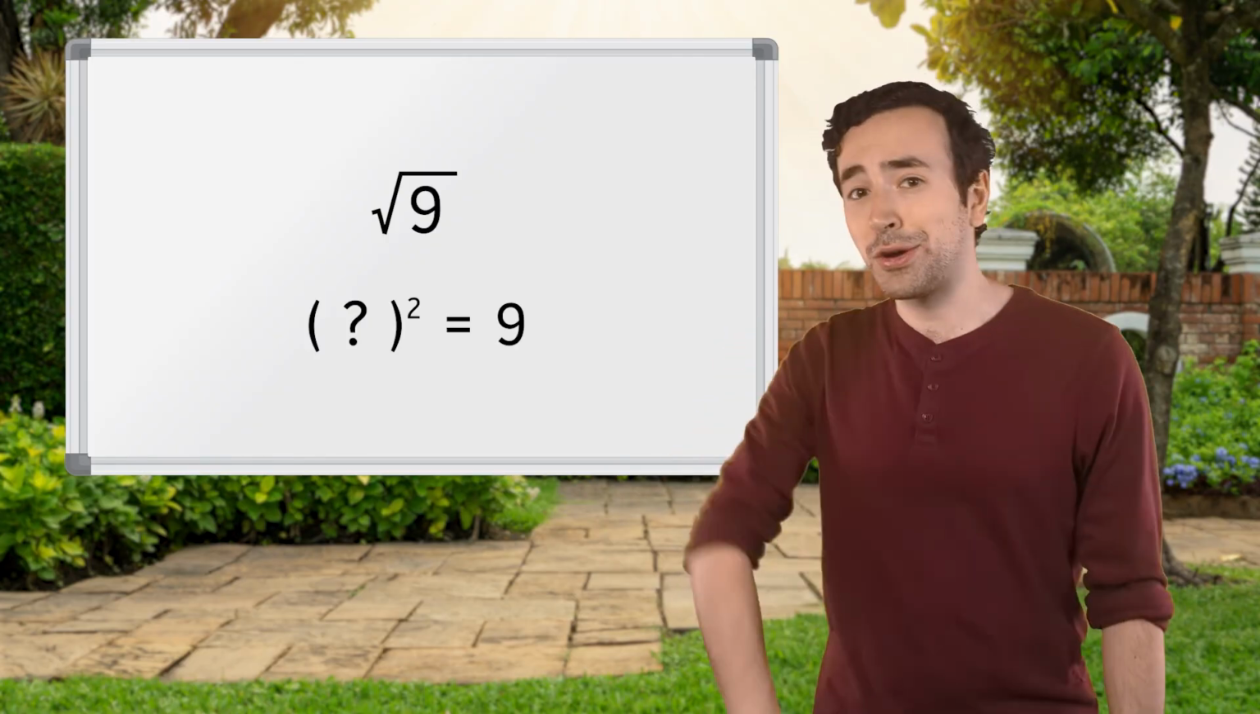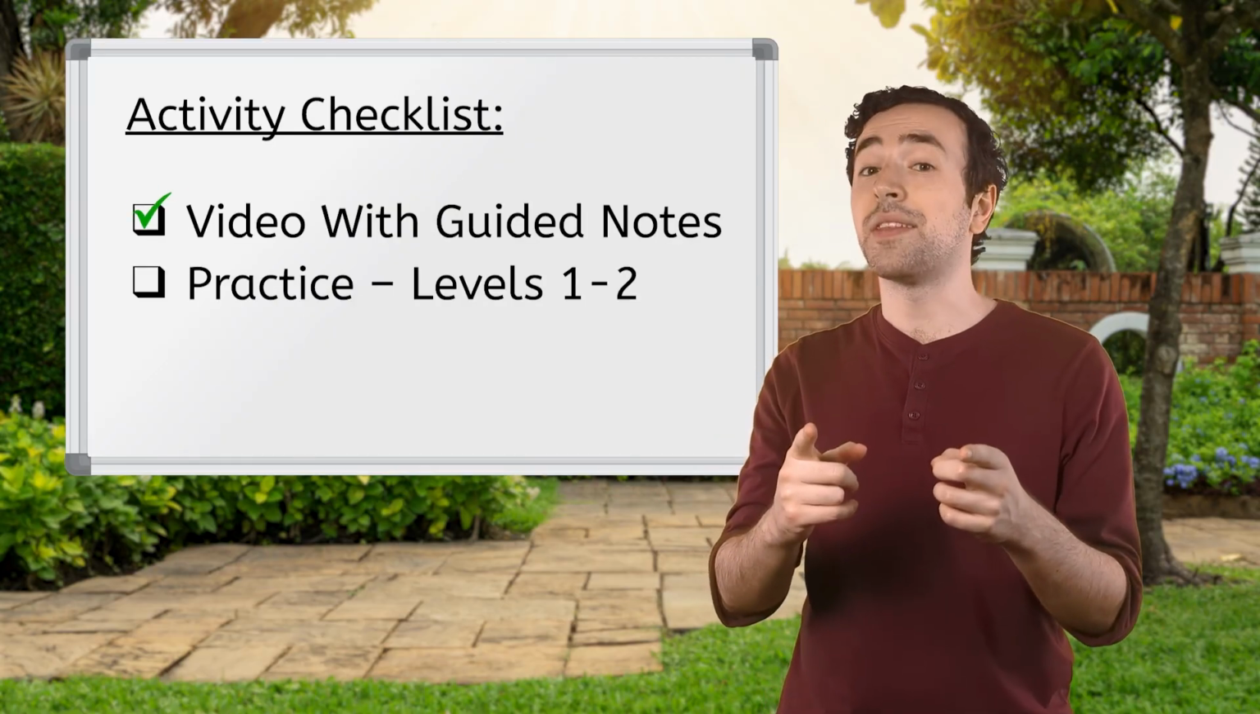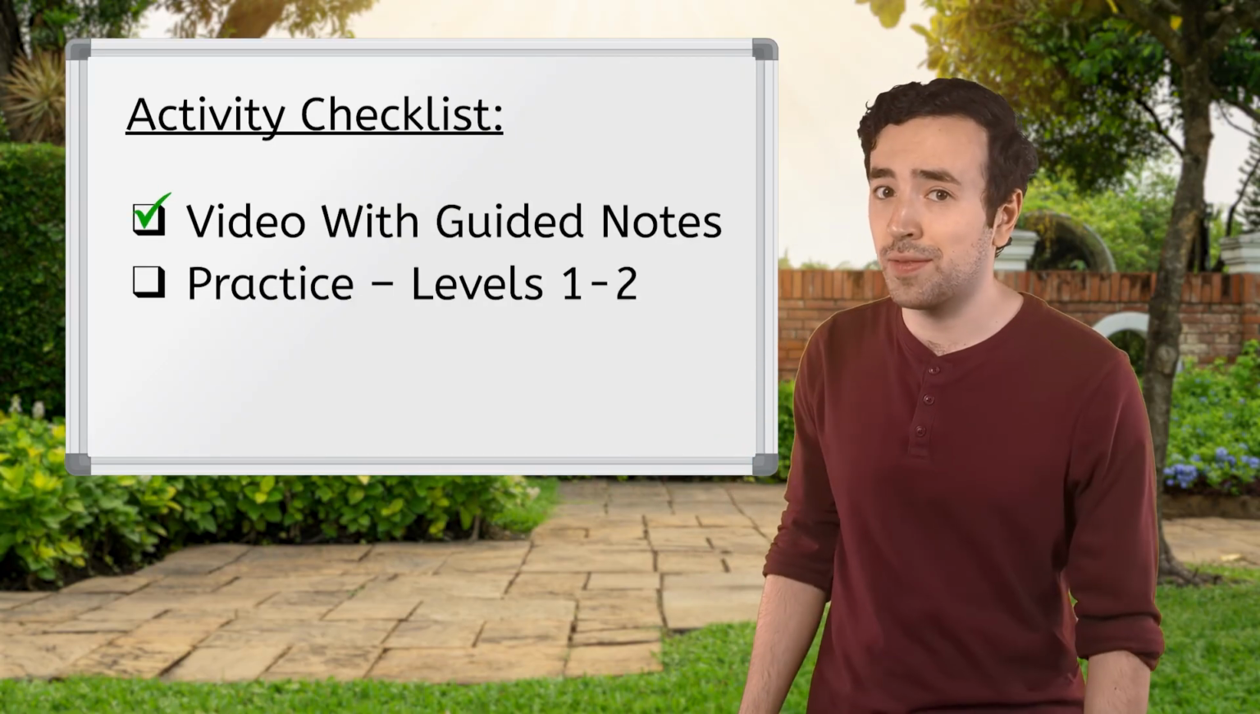All right, I'm gonna go decide what vegetables to grow in my garden. While I do that, finish up your guided notes and then complete levels 1 and 2 of the online practice.